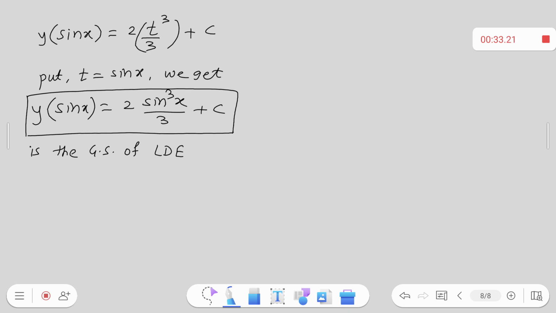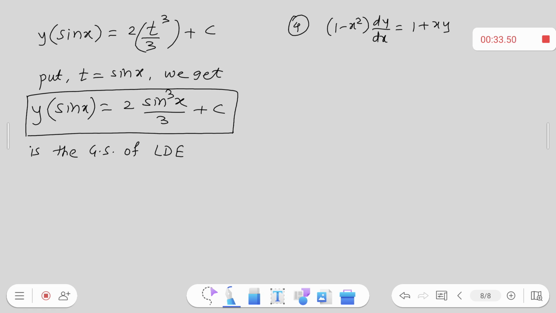Okay, take one more. Solve the differential equation: 1 minus x square dy by dx is equal to 1 plus x square.